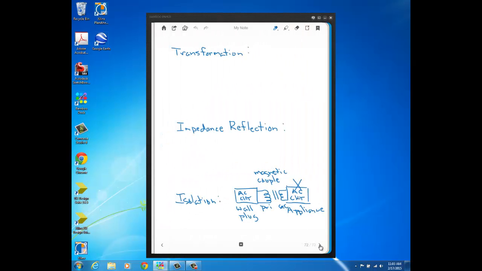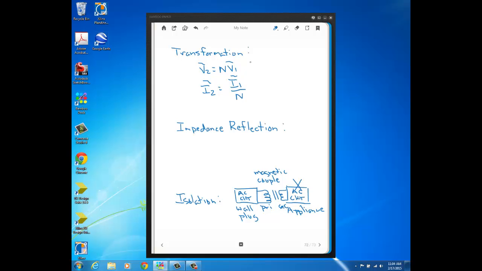Okay, so all transformers provide isolation, and that's one of its big uses. Now, transformers also provide transformation, and this comes from what we discussed earlier, that the secondary voltage is transformed by the turns ratio in a proportional way, and the secondary current is transformed by the turns ratio in an inverse manner. Again, N is the turns ratio, the ratio of secondary turns to primary turns.